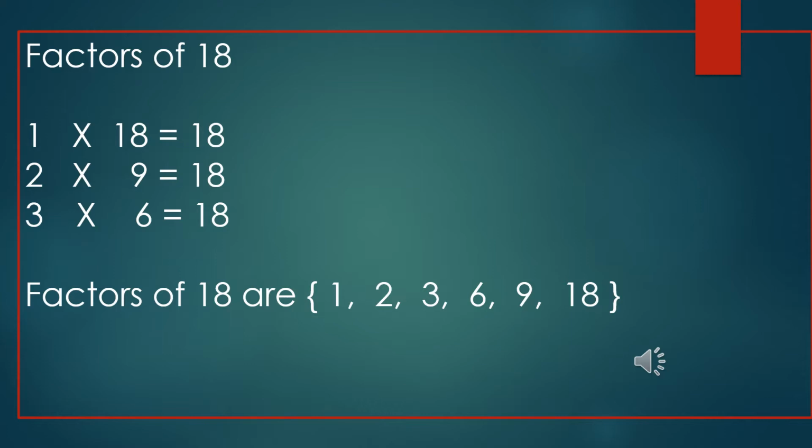Which all are the factors of 18? 1 into 18 gives 18, so 1 and 18 are the factors of 18. 2 and 9 gives 18, so 2 and 9 also are the factors of 18. 3 into 6 equal to 18, so 3 and 6 also are the factors of 18. The factors of 18 are 1, 2, 3, 6, 9 and 18. Did you understand?